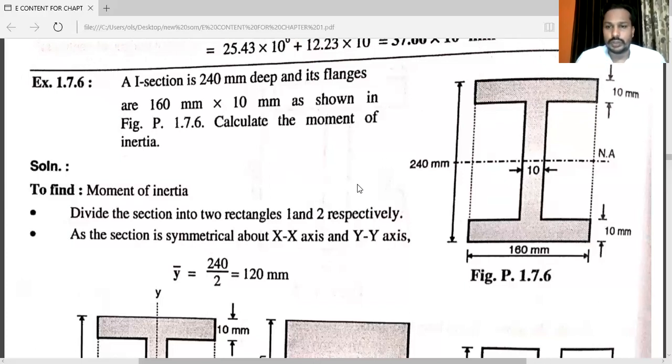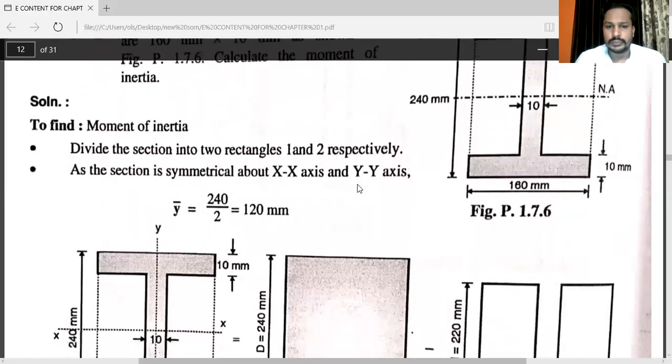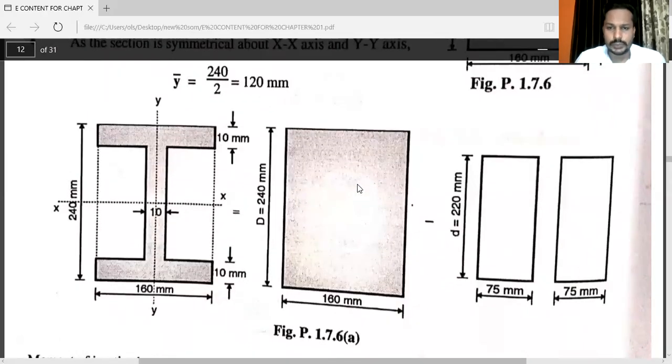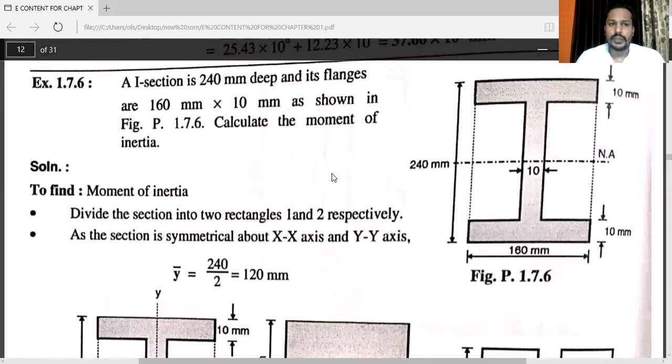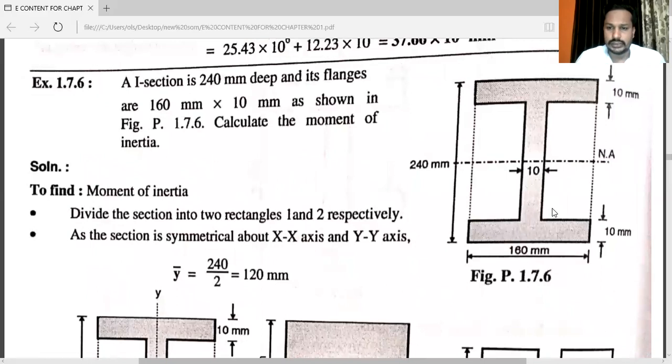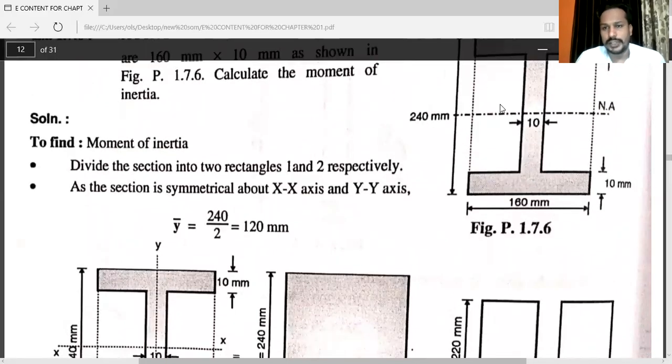See, you can solve any problem by using different methods. But during the exam, we are choosing the less time consuming method. So different techniques are there to calculate moment of inertia. But here we are choosing the less time consuming method. I will explain the different methods also. But here, we have to calculate the moment of inertia for this I section. Already I have explained all the dimensions.